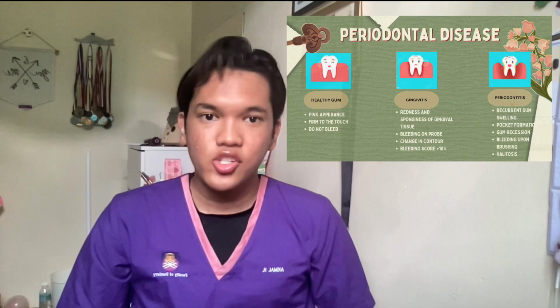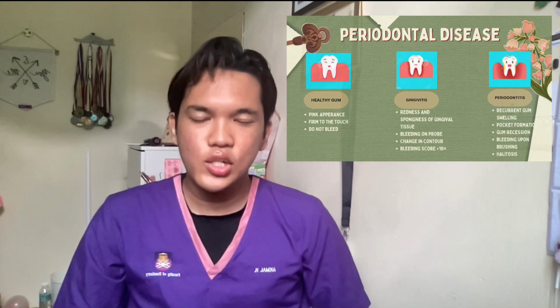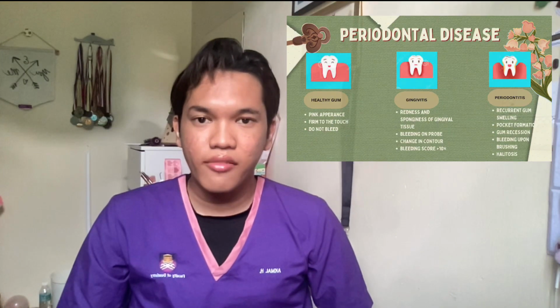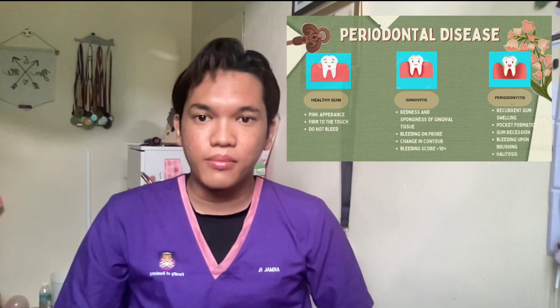So now I will explain some of the gum diseases that can happen to us, and also tell you the current gum condition that you have in your mouth today. The two gum diseases that are common in Malaysia and also globally are gingivitis and periodontitis. You must be wondering what is the difference between gingivitis and periodontitis. As we can see here, gingivitis is the early or initial stage of gum disease, while periodontitis is the advanced stage if the gingivitis becomes more severe.